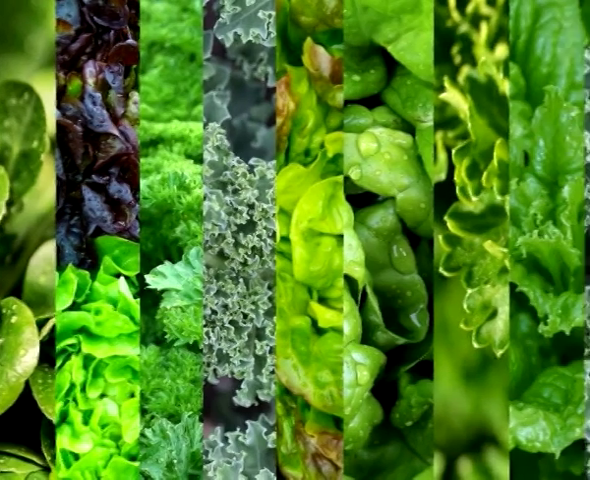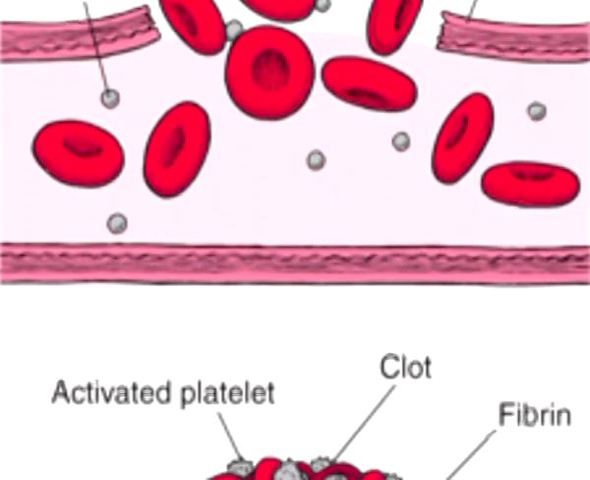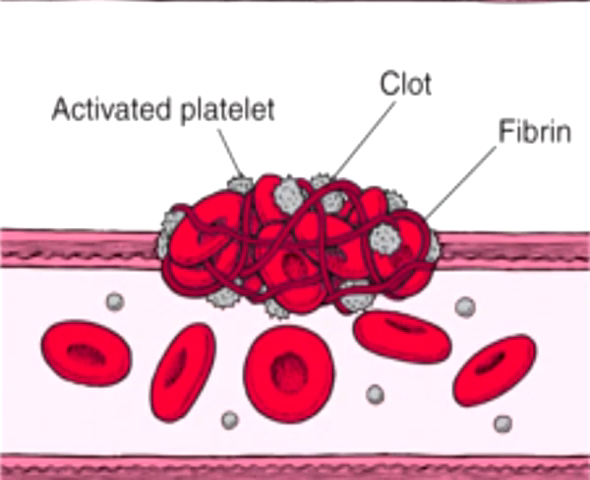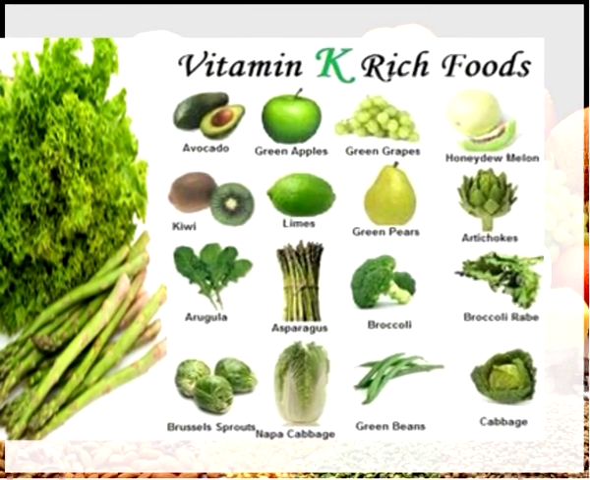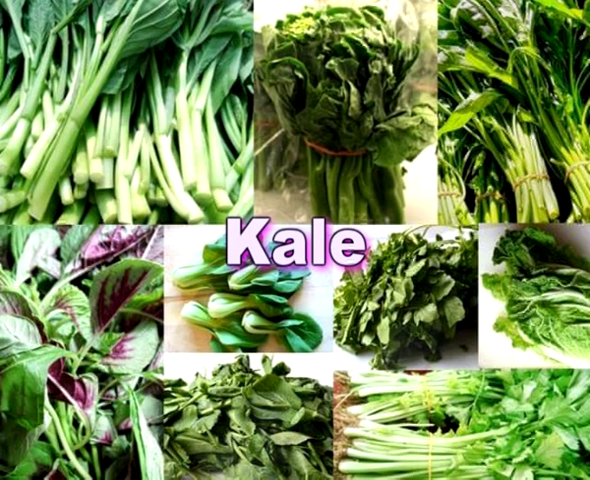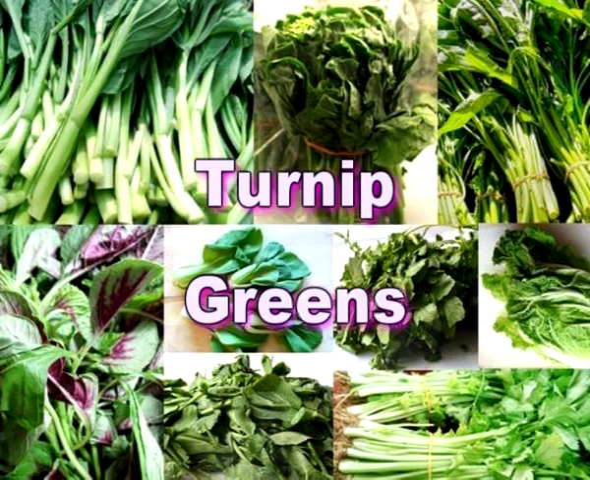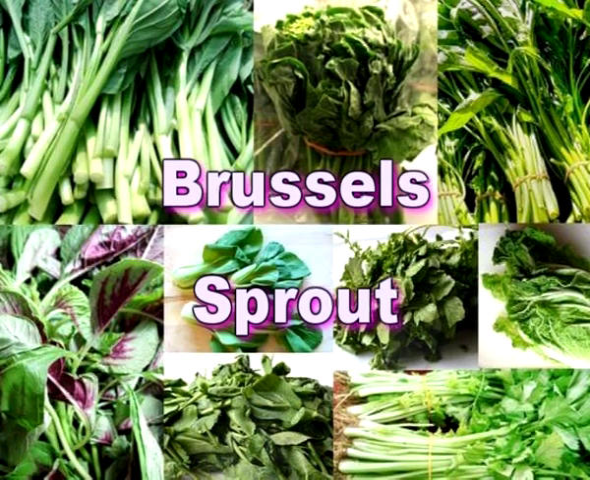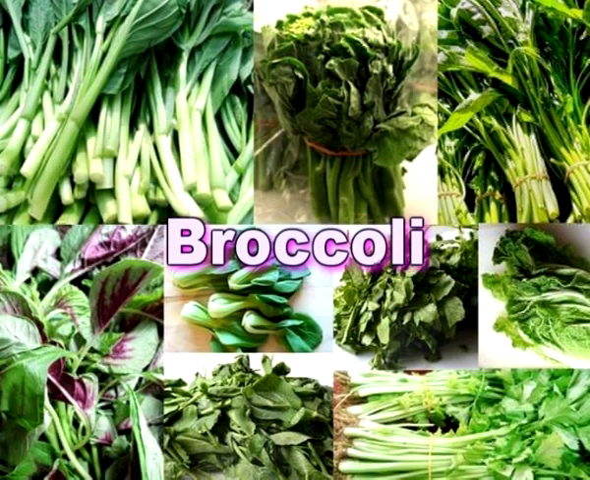Warfarin and green leafy vegetables. Warfarin is an anticoagulant that prevents blood clotting. Some vegetables are high in vitamin K. Eating large quantities of foods rich in vitamin K can interfere with the effectiveness and safety of warfarin therapy. The highest concentrations of vitamin K are found in green leafy vegetables such as kale, collards, spinach, turnip greens, parsley, Brussels sprout, broccoli, asparagus, etc.